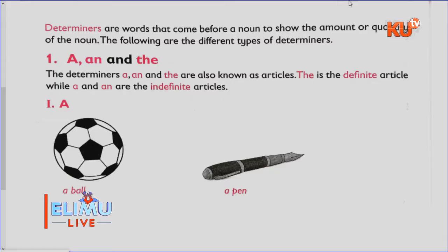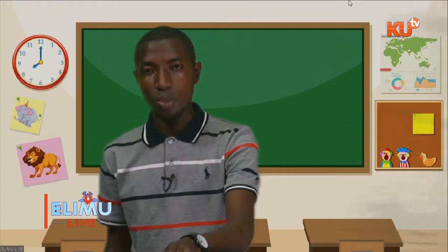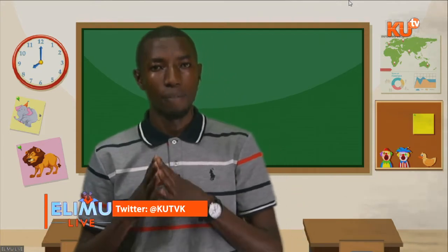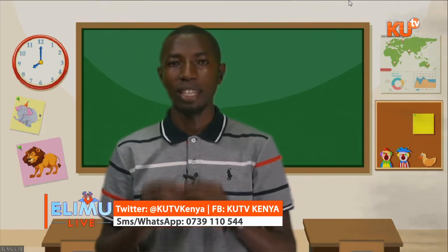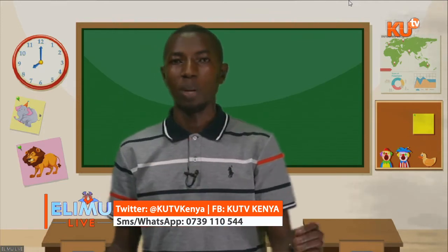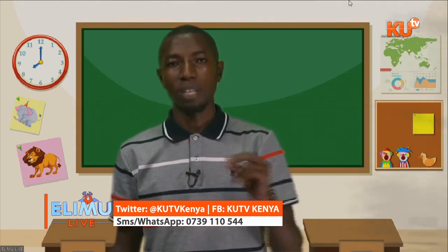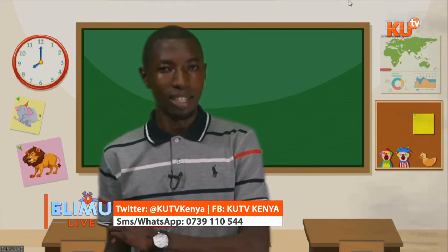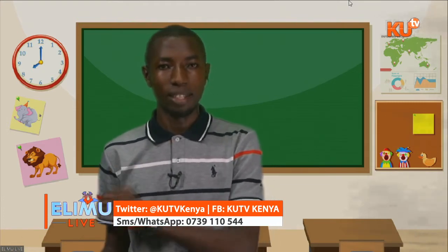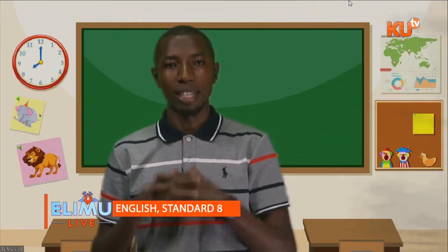So, as I've said, these articles are also determiners. So, they tell you the amount or the quantity of the noun. And these articles, when they are used, they usually tell you that the noun is in singular form. So we will not say a boys, right? We will say a boy because a indicates singularity. Articles indicate singularity when they are used as determiners.